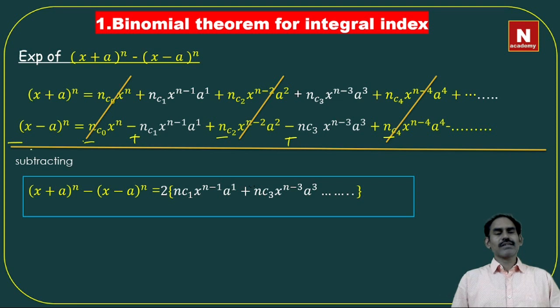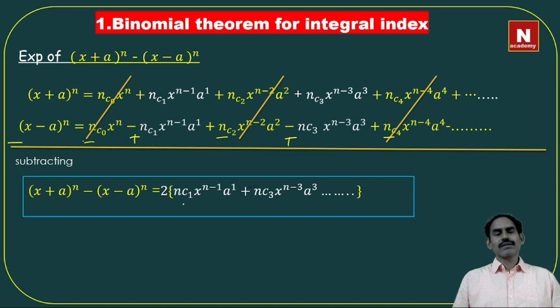Here we are subtracting these two expressions, that's why I am writing the signs changed: minus becomes plus, plus becomes minus. Now nC0 minus nC0 terms cancel, nC2 minus nC2 cancel, nC4 minus nC4 gets cancelled. The remaining terms are 2 into nC1 x^(n-1) a^1, nC3, and so on, with 2 written outside the bracket. So this is the expansion of (x + a)^n - (x - a)^n.